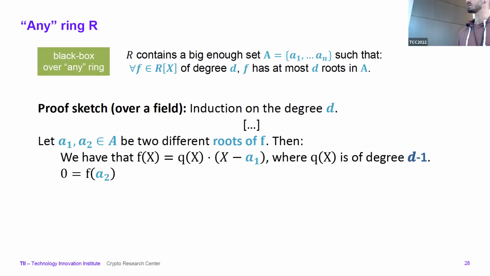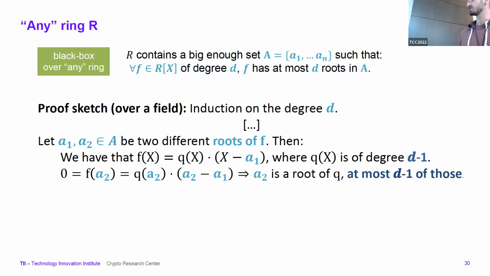Now I'm going to evaluate f over the other root, a2, so that's 0. And now I know, okay, that means that q of a2 times a2 minus a1 is 0, which in turn implies that a2 has to be a root of q. Q is of degree at most d minus 1, and then you use your induction hypothesis, and you're done with the proof. So this is how it goes over a finite field.